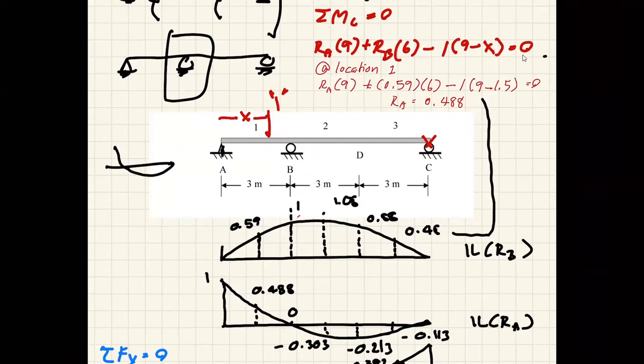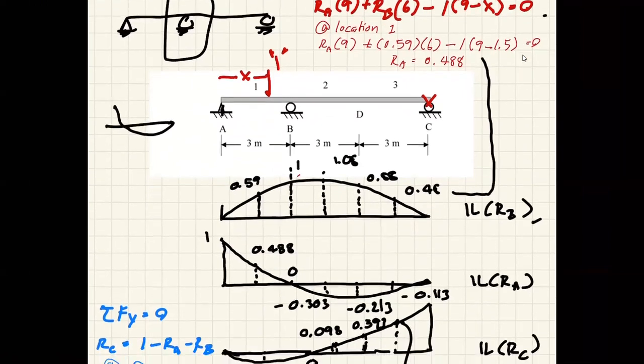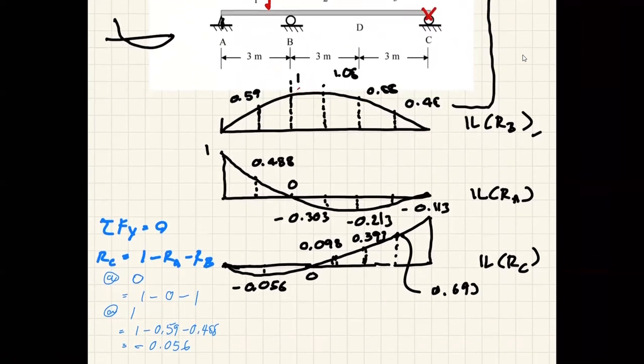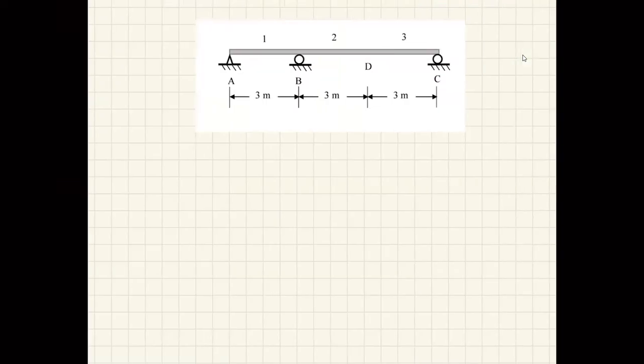So once we have unlocked RB, we can use that information and calculate RA by using the simple equilibrium equation sigma MC equal to 0. And once we've done that, now you know two reactions, we can simply use sigma Fy equal to 0. Okay, so now in fact we have two design functions left. The first one is the shear at D. So we're gonna do VD.